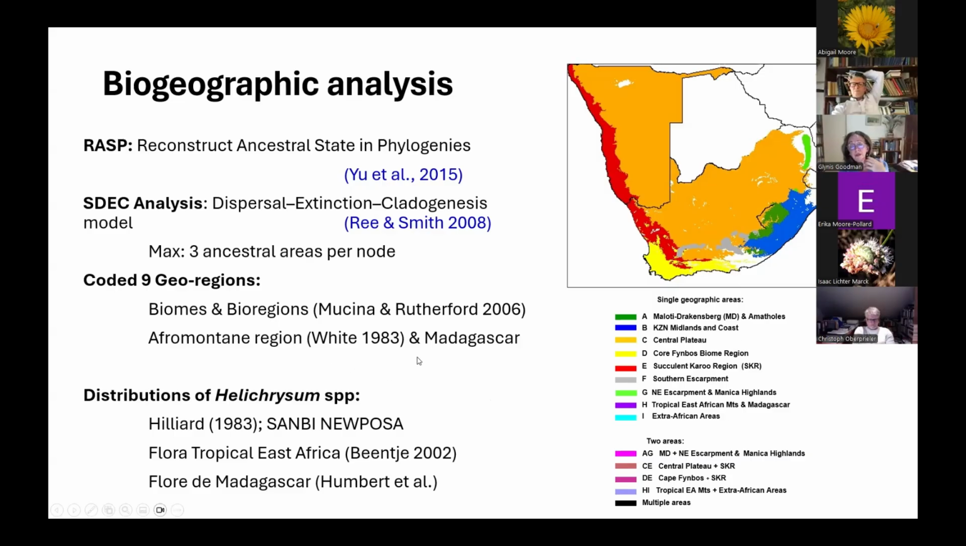And we also included the Afromontane region, and we had to group it with Madagascar, which seemed the best option, just for computational reasons. It just got too large if we put everything separate. And for our distributions, we based it on the literature as well as the South African National Biodiversity Institute's website for distributions of species.